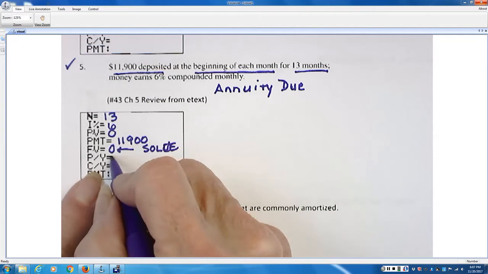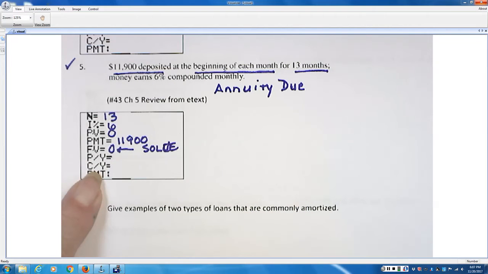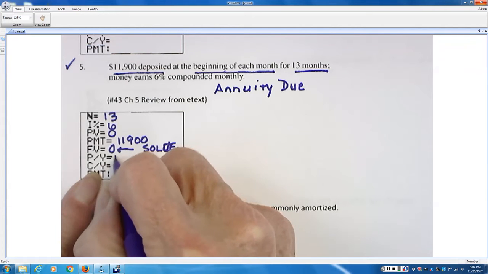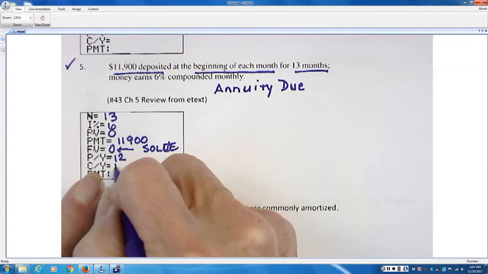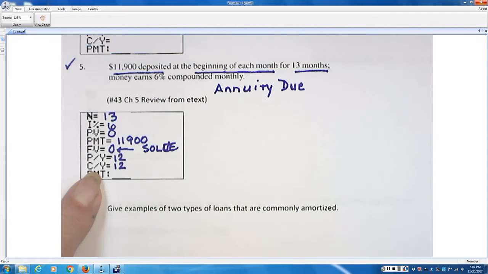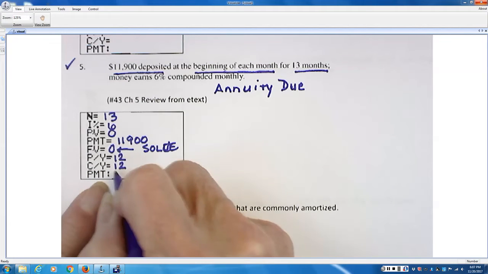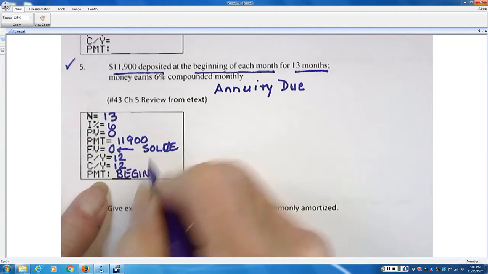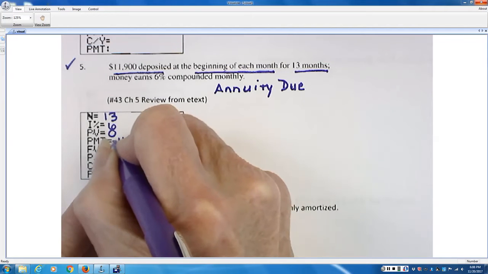And then the payments per year and compoundings per year are going to be 12 times a year, because it's monthly compounding. And then your payment is going to be at the beginning. Yeah, and that should be a negative. I was going to bring that up.